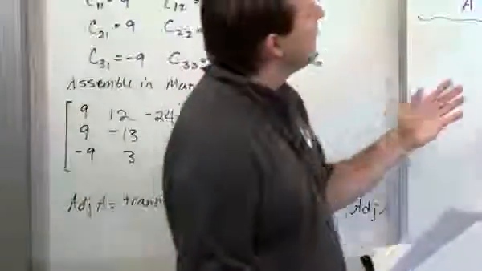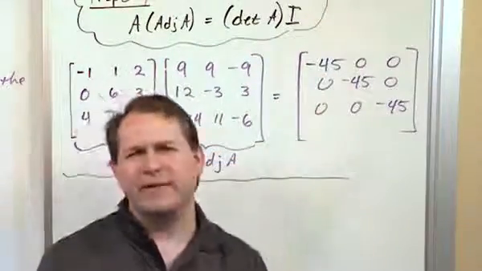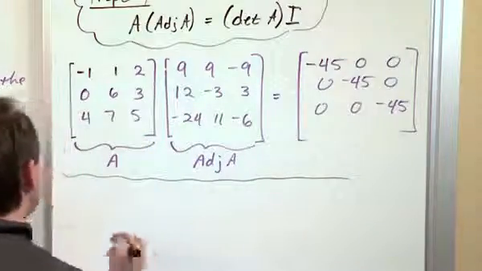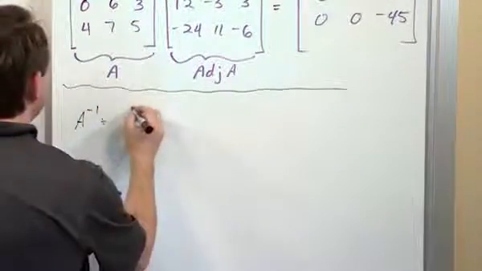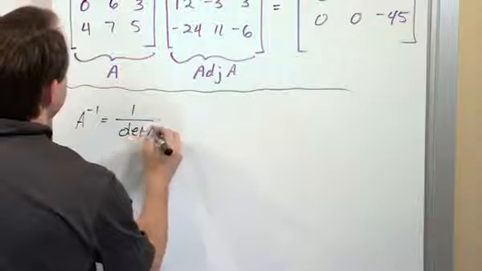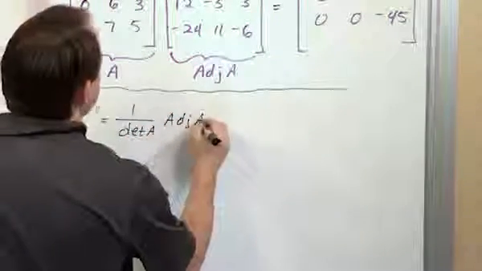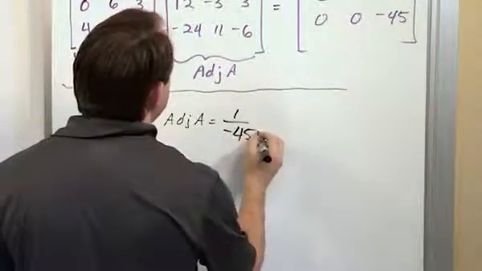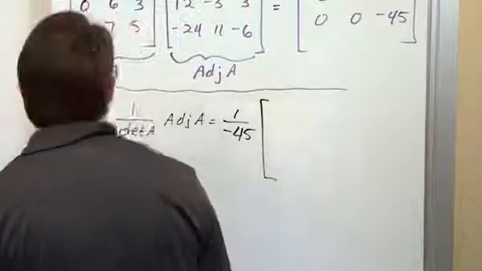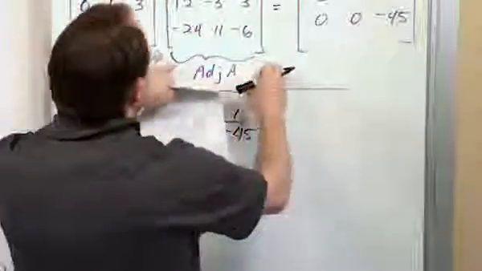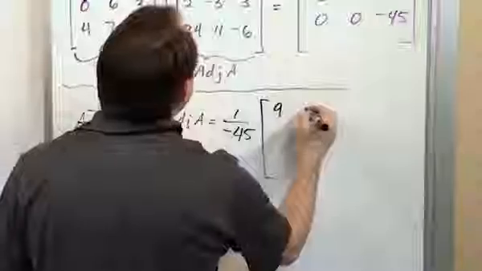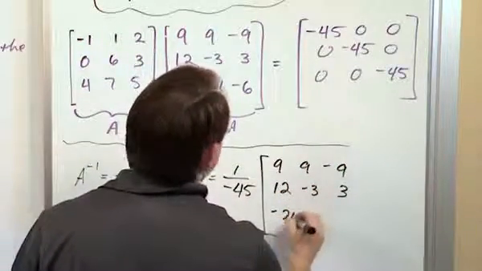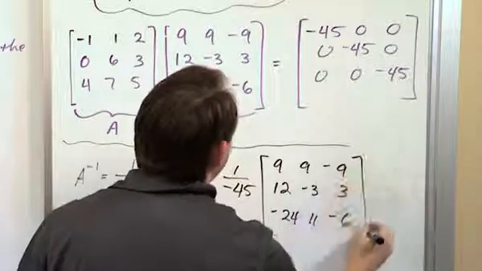We also know from doing this, and also from previously using this matrix, that the determinant of this matrix is negative 45. So if we wanted to find the inverse of this matrix, all we need to do is say 1 over the determinant of the matrix times the adjoint of the matrix. Now the determinant's negative 45, so 1 over negative 45, and then the adjoint, we now know what that is. In fact, this is the adjoint because we did it previously and we used it right here, so I'll just copy it. 9, 9, negative 9, 12, negative 3, 3, negative 24, 11, negative 6. That's the adjoint there.